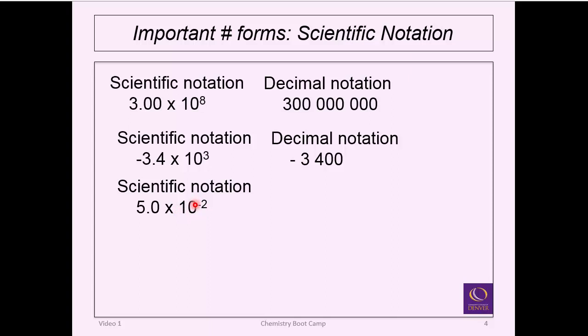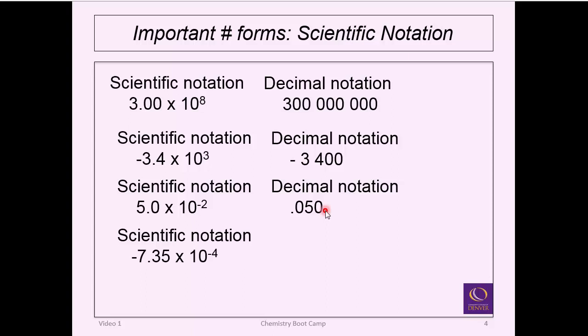Anytime you see something raised to the power of a negative sign, it means you're dividing by. So I'm actually taking 5 divided by 10. That's going to move the decimal once to the left. And you divide by 10 again, it's going to move the decimal twice to the left. So the decimal notation would look like this.